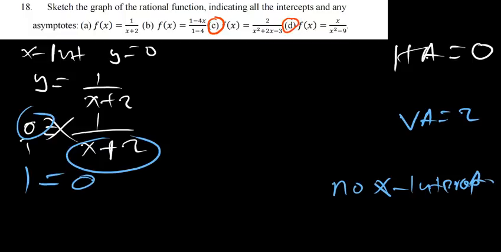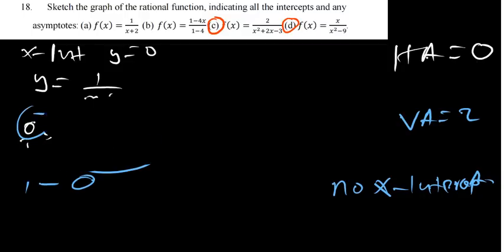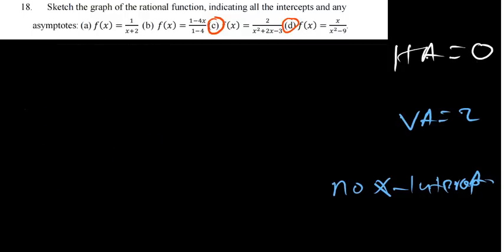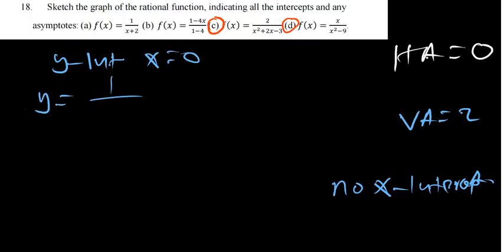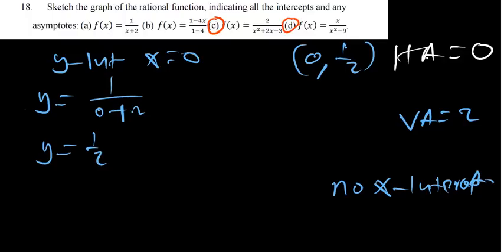No x-intercept. Next, I have to find the y-intercept. How do we find the y-intercept? To find the y-intercept, set x equal to 0. So for y, y will be equal to 1, and where there's x, I put 0. I can see clearly that y will be equal to 1 over 2. So when x is equal to 0, y is half. That is the only intercept we have. So I've got my intercept at y is equal to half. After finding this, you are done, guys.